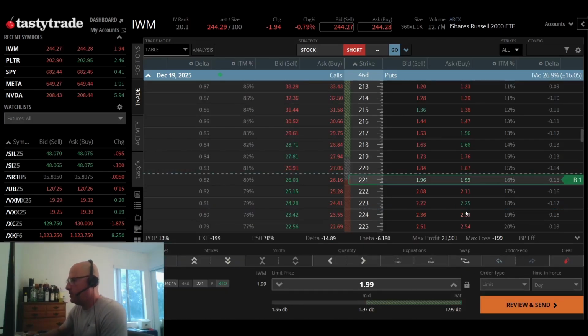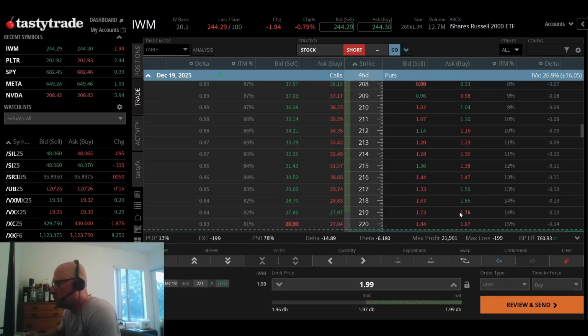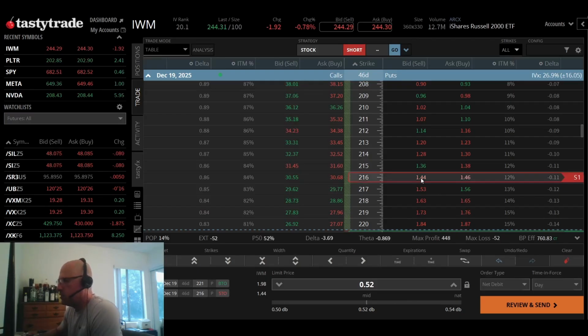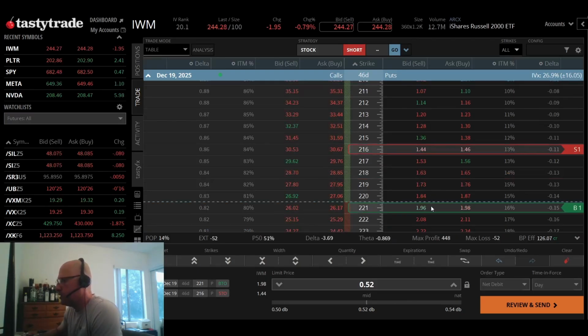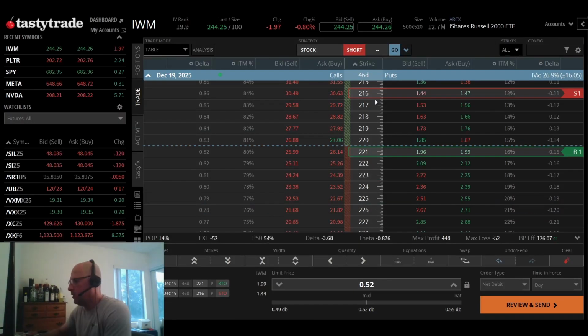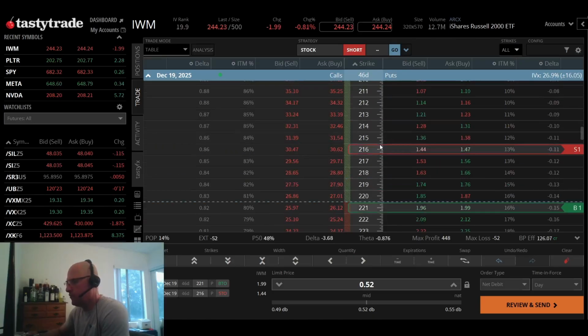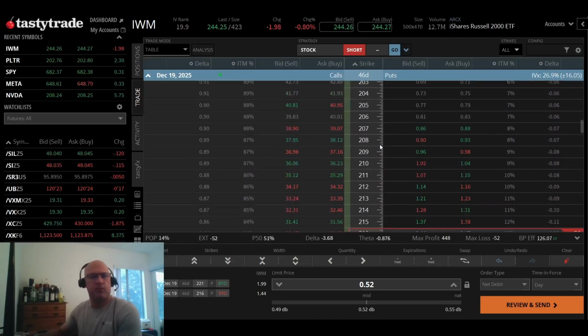So let me buy this option and let me sell, I don't know, let me sell the 216. So this spread is what? This spread is 21 minus 16, is $5 wide. So it's a $5 wide long vertical put spread.